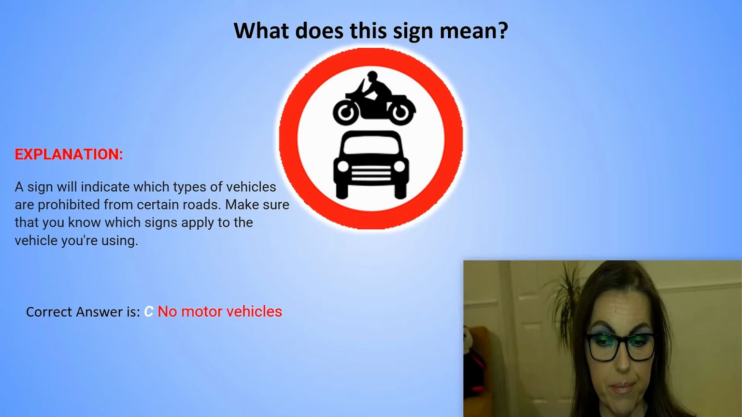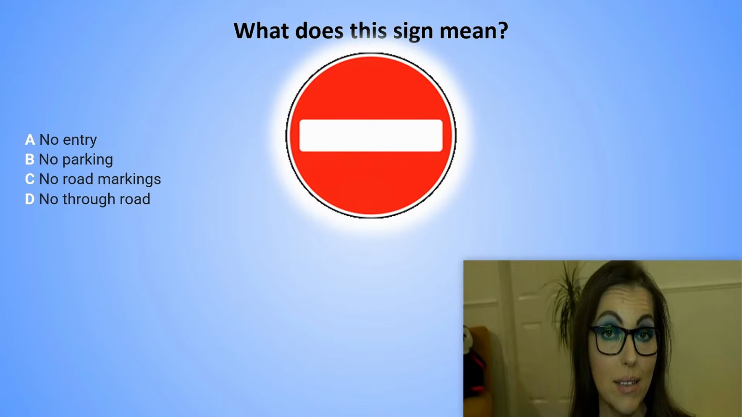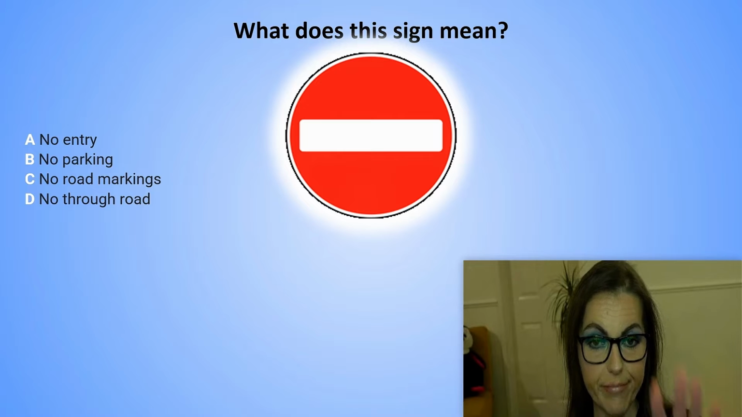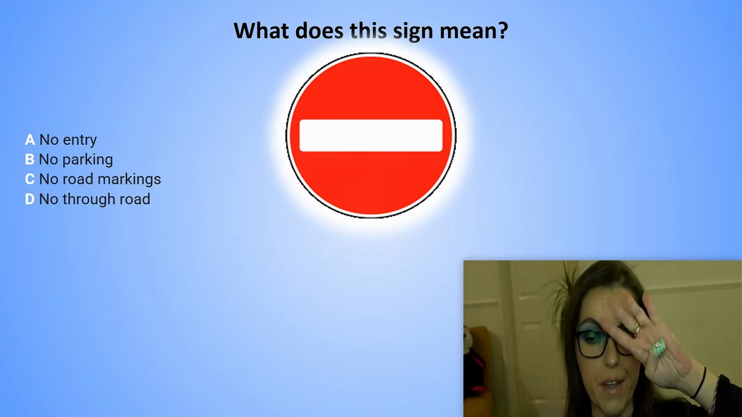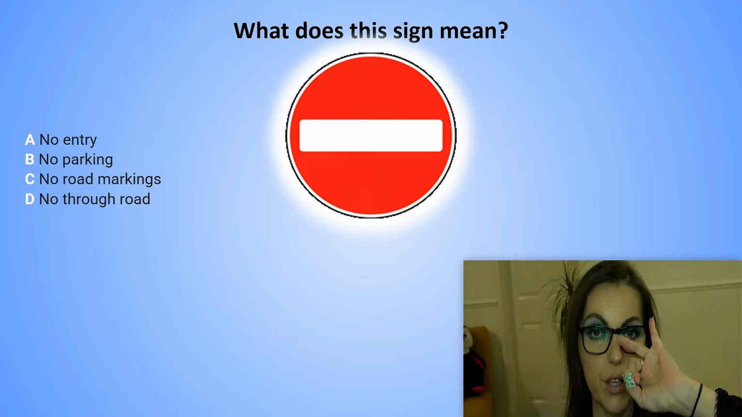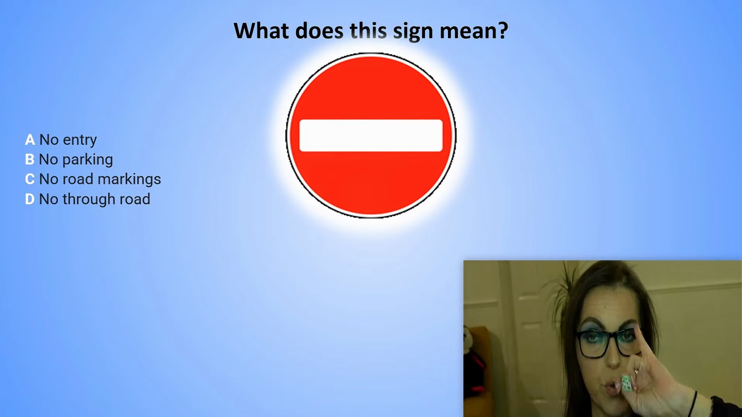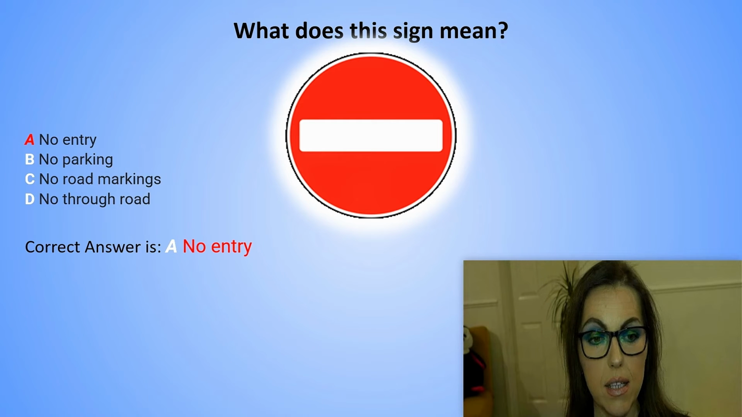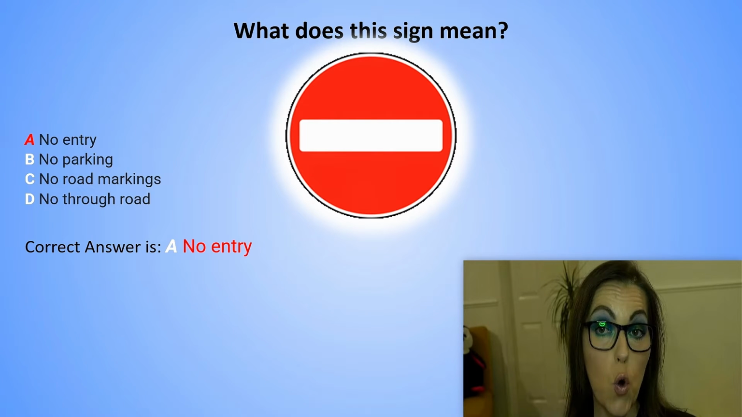Next question. What does this sign mean? A. No entry. B. No parking. C. No road markings. Or D. No through road. 5, 4, 3, 2, 1. And the correct answer is A. No entry.